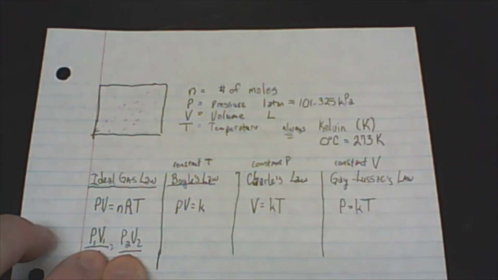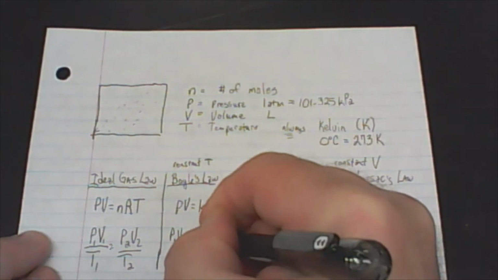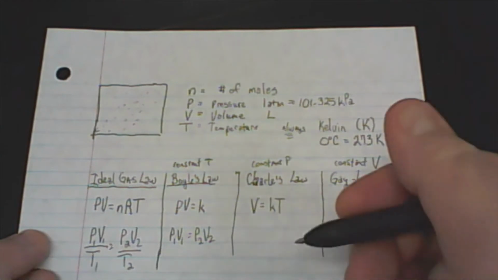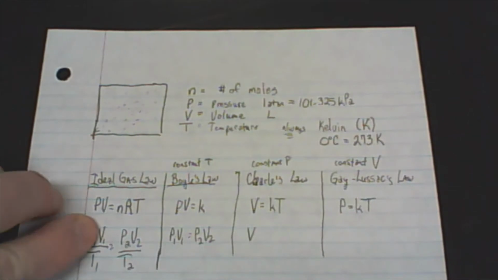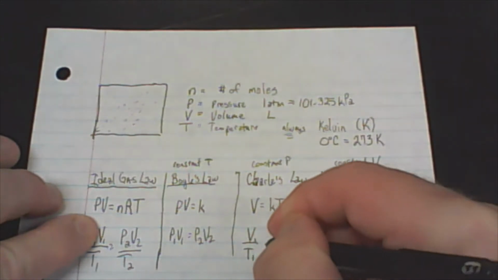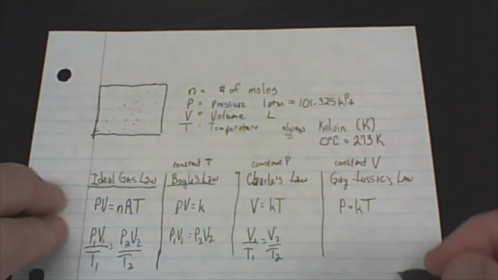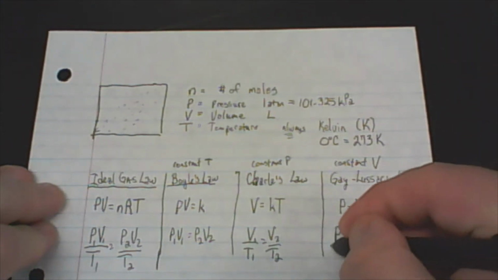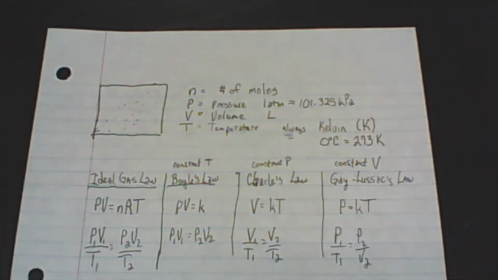So what does Boyle's law look like? Well, that's it right there: P1 V1 equals P2 V2. What does Charles's law look like? Well, it's a constant pressure, so if I cover up P, I get V over T: V1 over T1 equals V2 over T2. What about Gay-Lussac's? P1 over T1 equals P2 over T2. And these are the forms of the equation you'll be using.